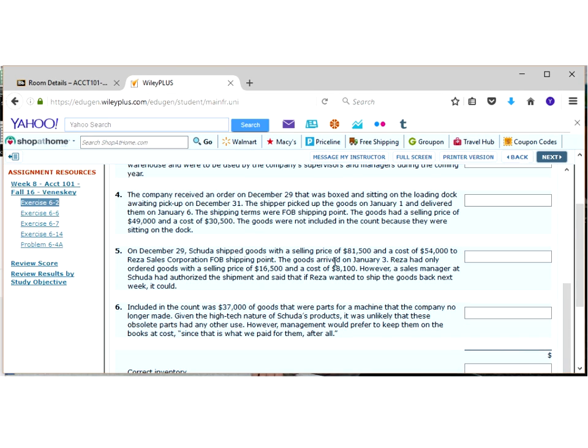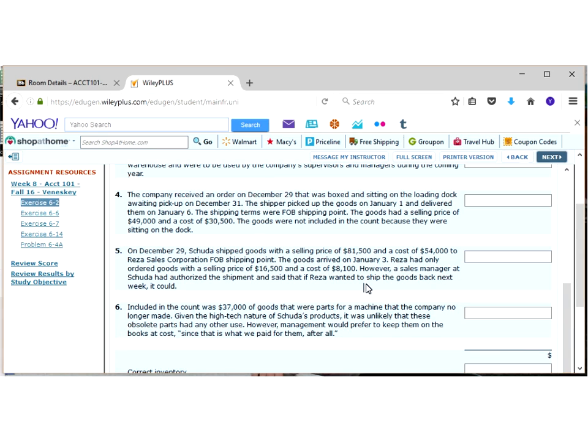So basically what happened here is Shoot a Company sold items to our customer for $81,500. That was our sale price. And they cost us $54,000. Now, what really happened is that it says here that our customer only really ordered $16,500 in goods, not $81,000. And that would have, if we would have shipped the right amount, it would have only cost us $8,100 in goods in inventory leaving.